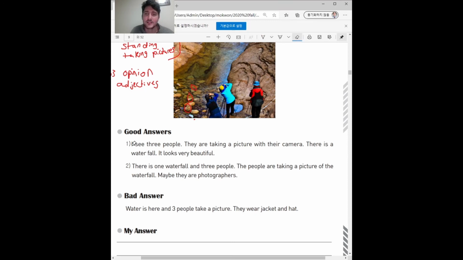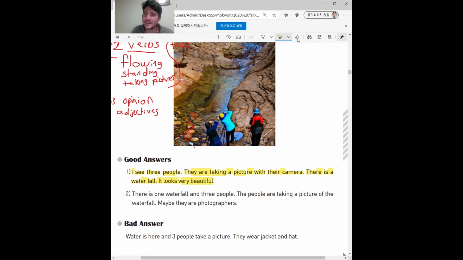Let's read here. Ready? I see 3 people. They are taking a picture with their camera. This is a waterfall. It looks very beautiful. Okay, let's look at this answer. So we have people, we have camera, we have waterfall. So step 1, nouns, done. What does step 2 say? They are taking a picture. Okay, not bad. Step 3, opinion, it looks very beautiful.